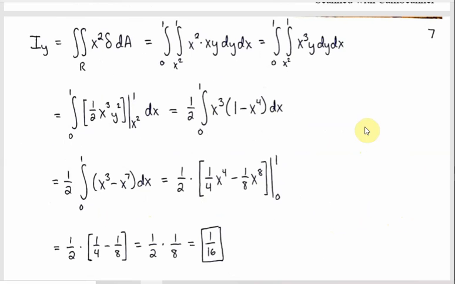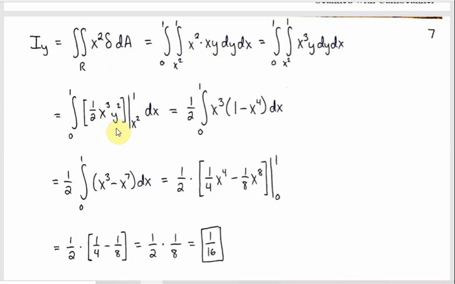Next is the moment of inertia about the y-axis. So about the same, except that you've got an x squared now instead of a y squared. Right? So then there's x squared times delta, the xy, right? I kept the order of integration the same. So you end up doing kind of the same stuff.